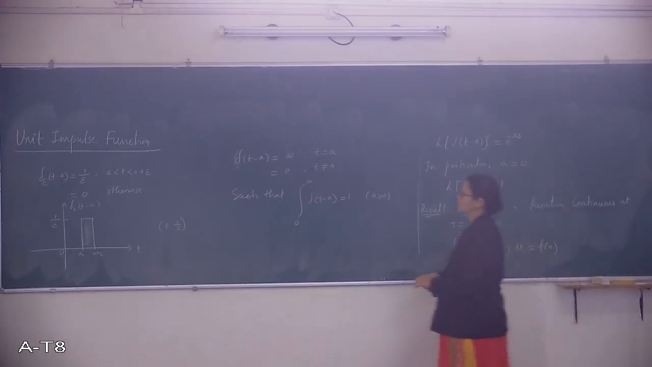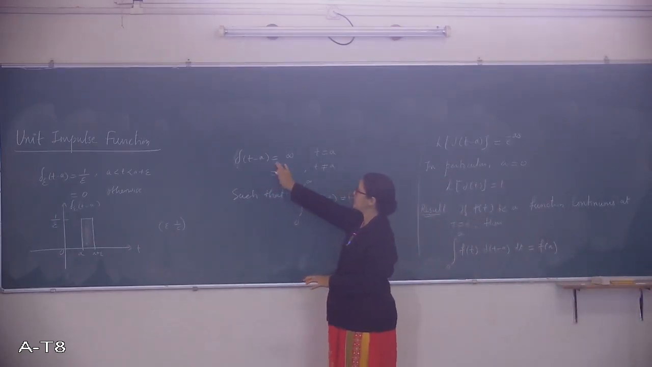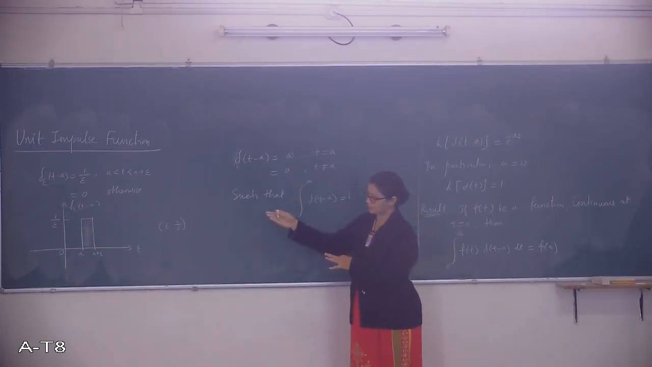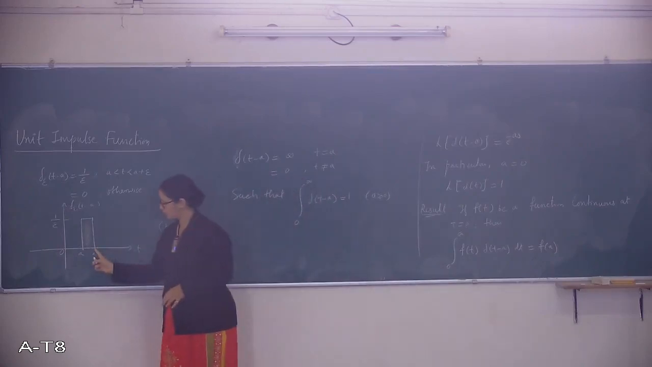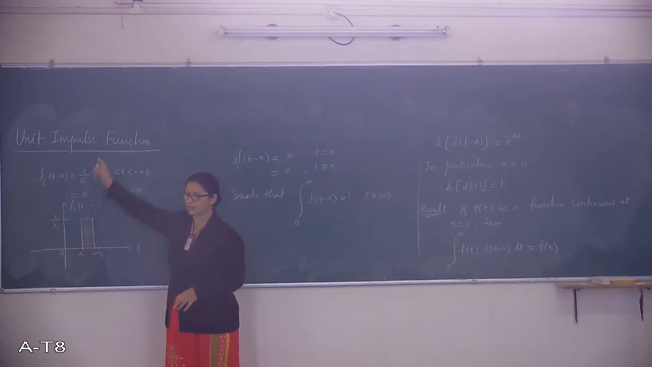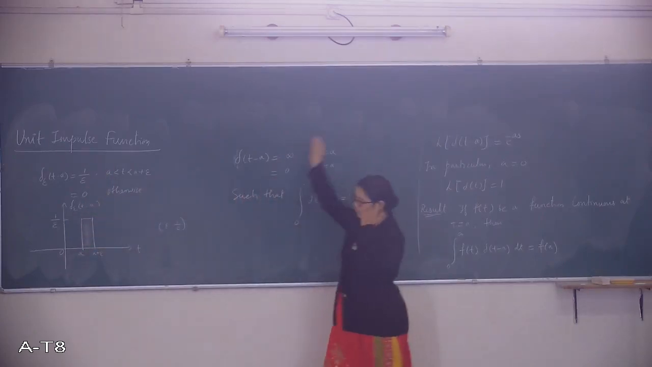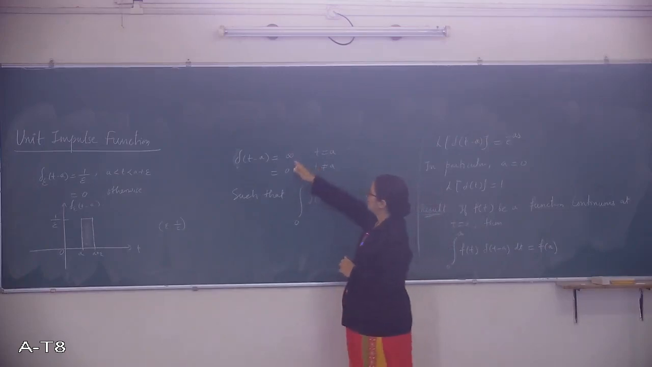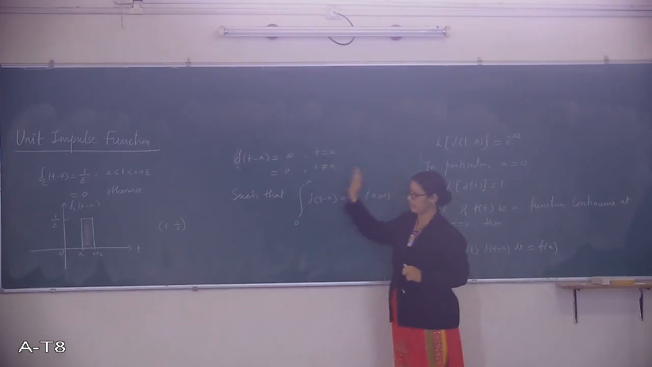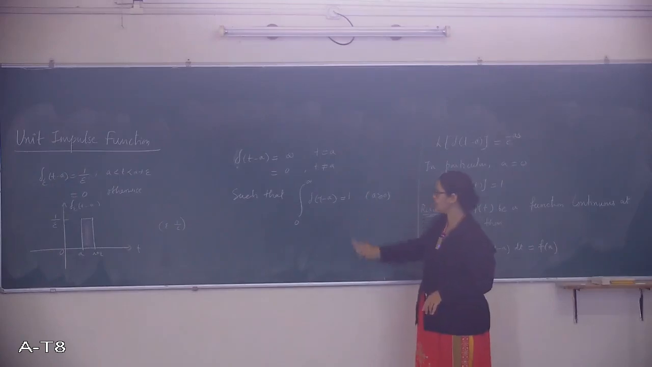So the unit impulse function is defined mathematically. It is equal to infinity for t equals a, which means that as epsilon tends to 0, this area becomes smaller and smaller, the height increases indefinitely. So it is infinity, and it is equal to 0 if t is not equal to a, such that the integration from 0 to infinity of delta of t minus a equals 1.